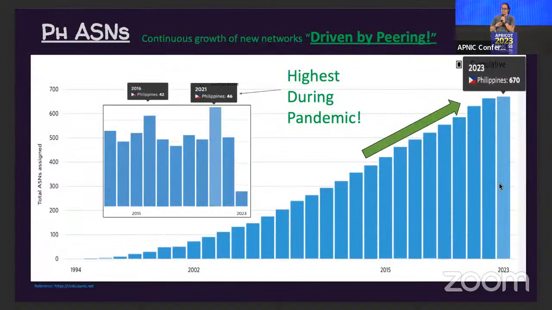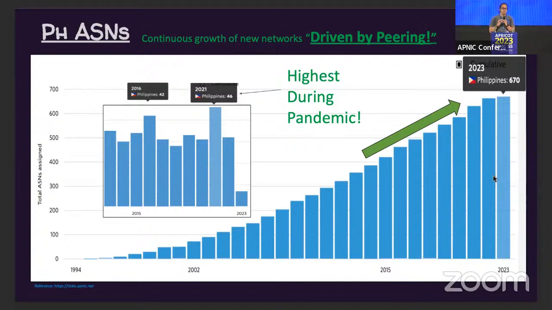A view of the ASNs, we also see a very huge jump in the number. Based on this slide, the highest we got was way back in 2016. But for some reason, during pandemic time in 2021, there were a lot of ASN applications. Based on what we observe, it is driven by the need to peer. The concept of peering here initially was, oh, there's a problem with connectivity, everything is slow, okay, let's peer. Okay, how can you peer? You don't have these resources at hand.